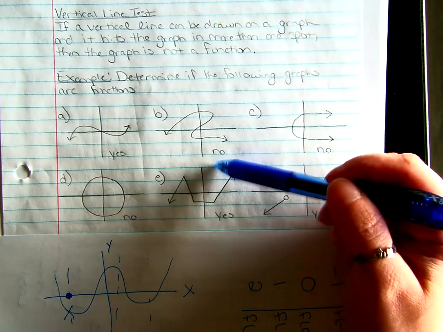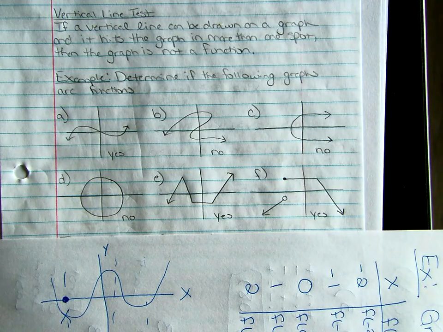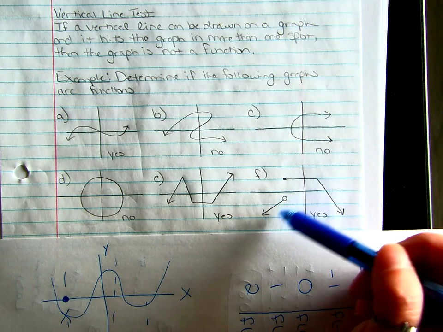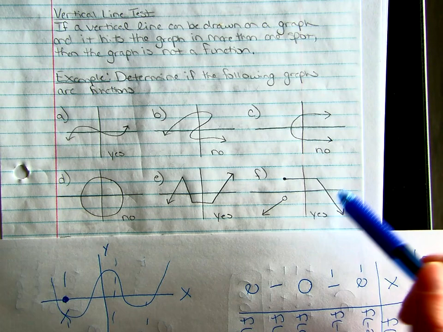And then F is an even more unique situation, which again is not a polynomial, and we'll talk about that later on. But it is a function because here it's called a piecewise function, which means you have different pieces that meet together that make a function or that make a picture.